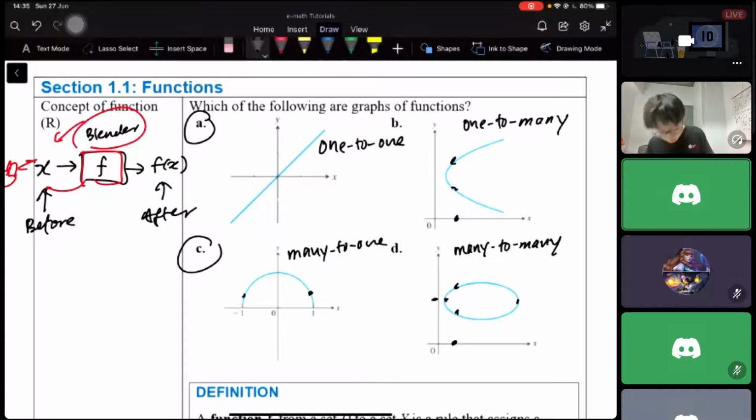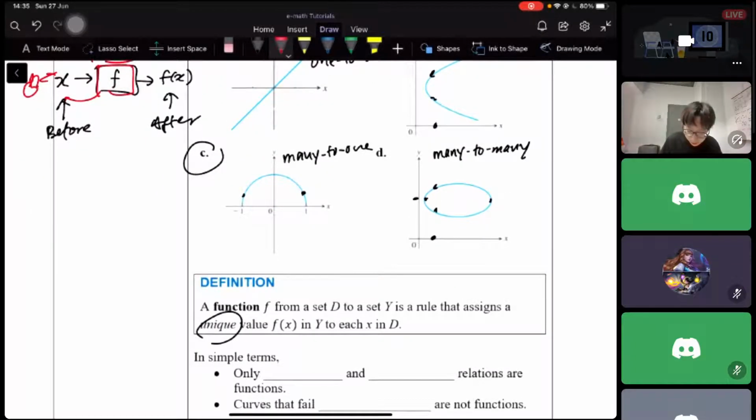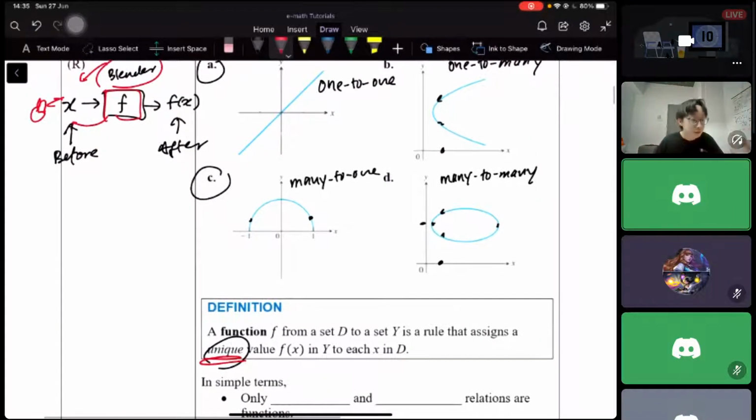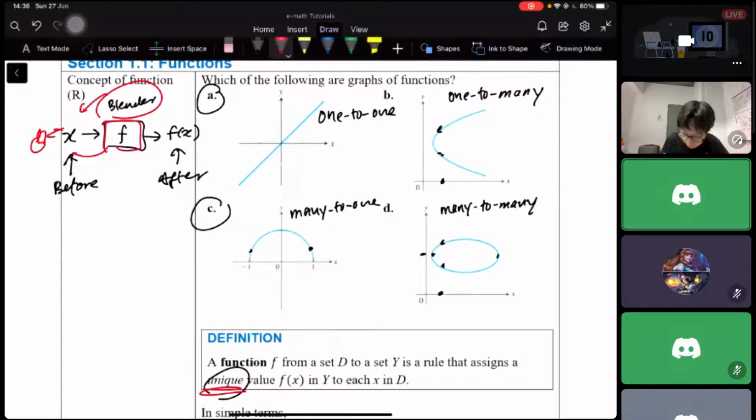If you can determine what kind of relation the graph is, then you should be able to tell whether the graph is a graph of a function, because by the definition, the output must be unique. One input can only have one output. If you put an apple into the blender, you can only get apple juice. You cannot get apple juice and orange juice. That is not a function. That is not a blender anyway. So with that, you just have to take note of this one.